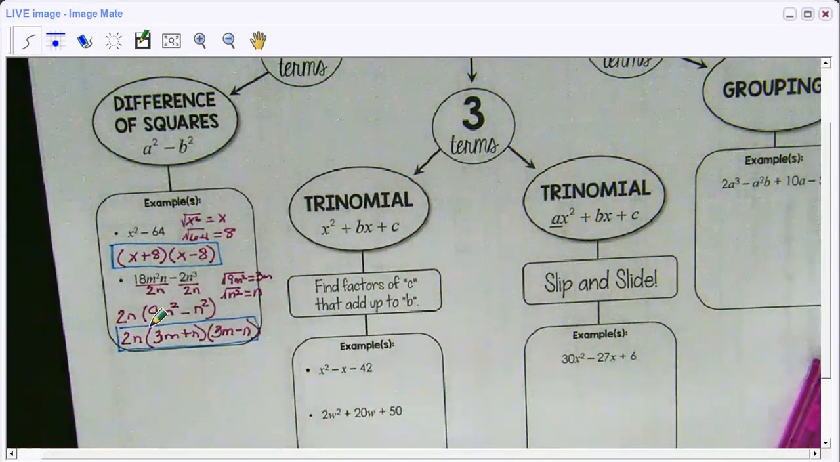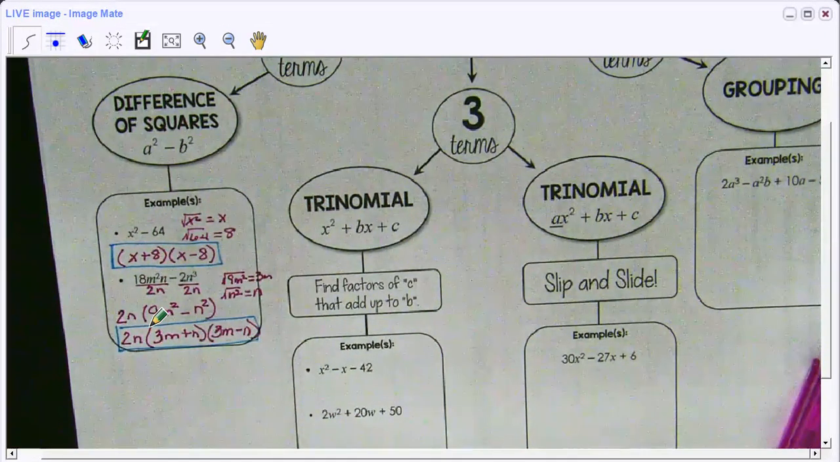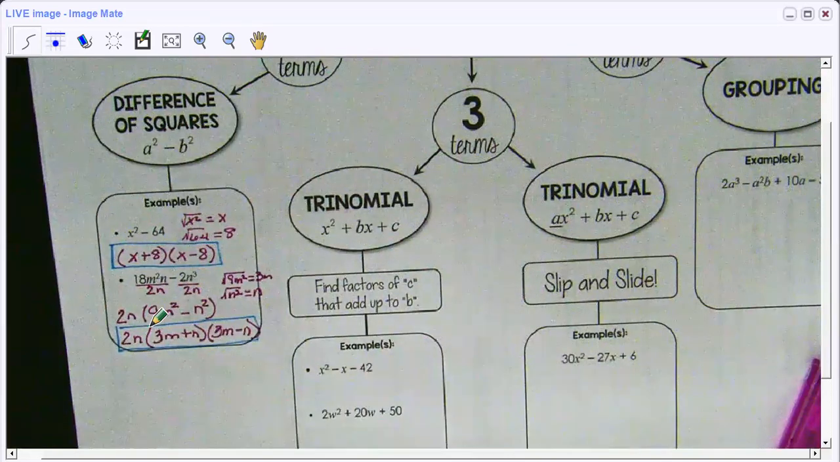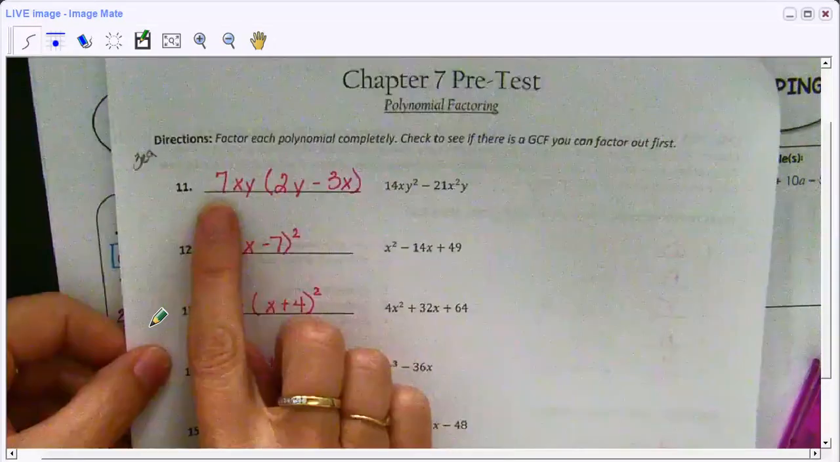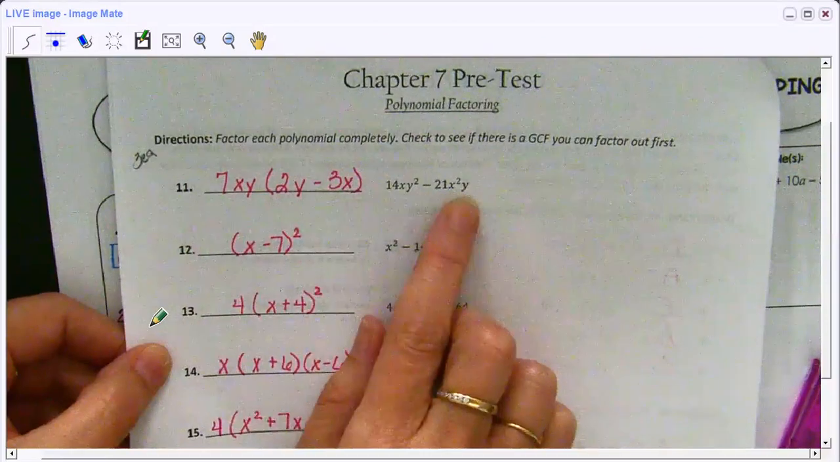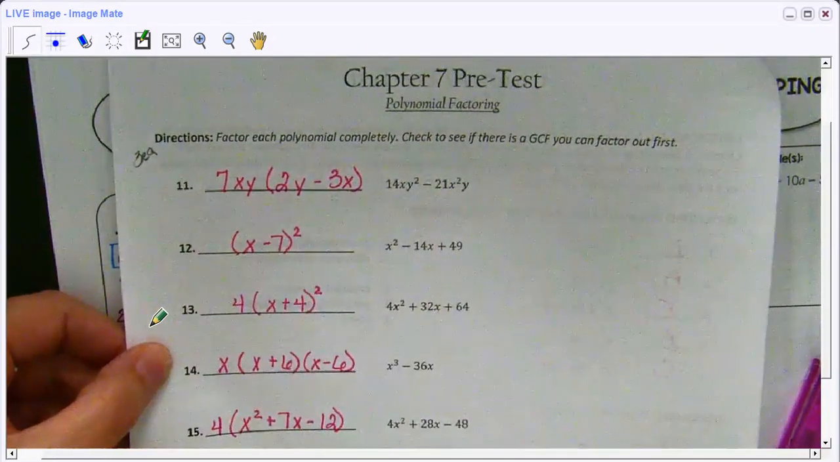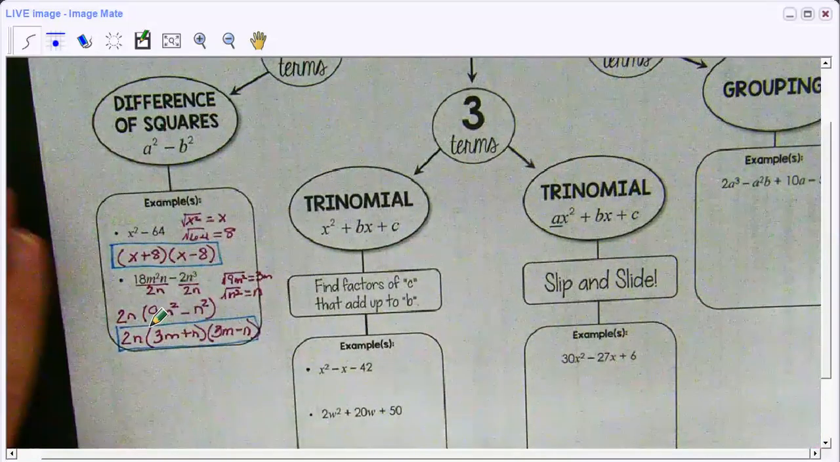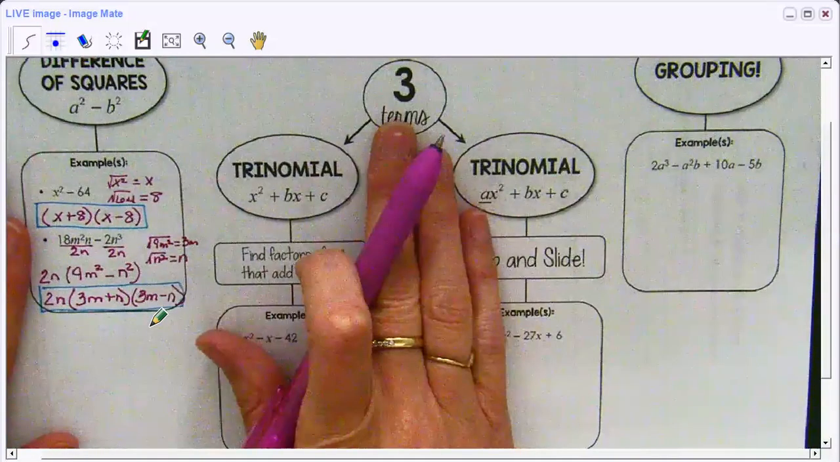Okay. So that's when you're dealing with two terms. Now, when you have two terms, will it always be the difference of two squares? No, it won't. Sometimes all you're going to do is factor out the GCF and then you're finished. It was like on our pre-test, this one right here. Notice here, all we could do is factor out the GCF. We couldn't do anything else after that.